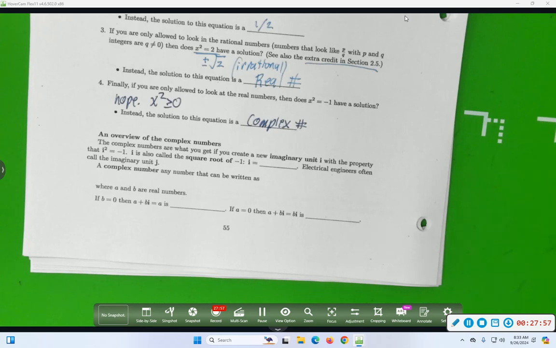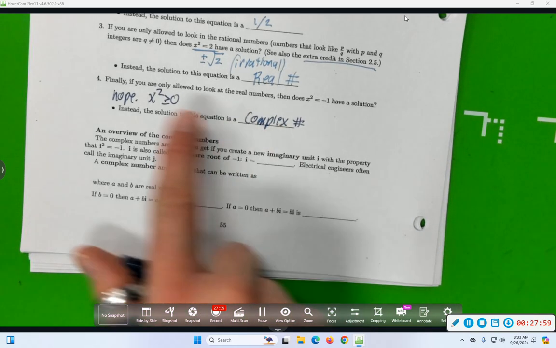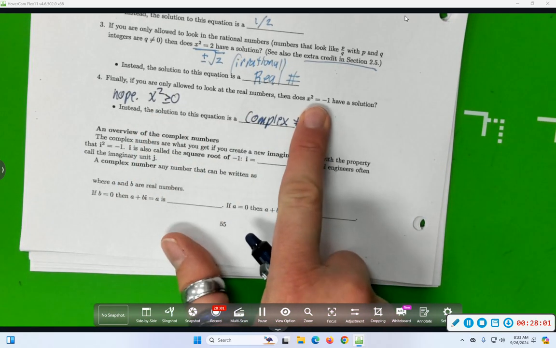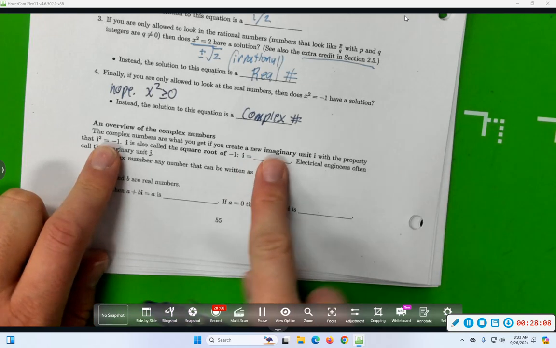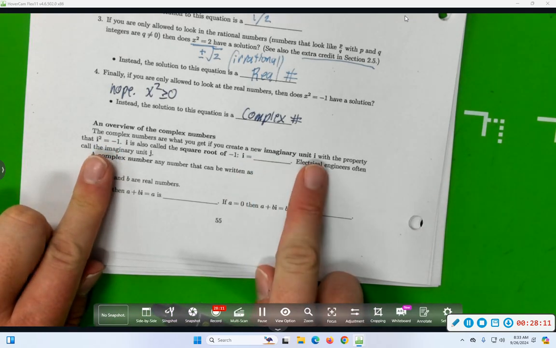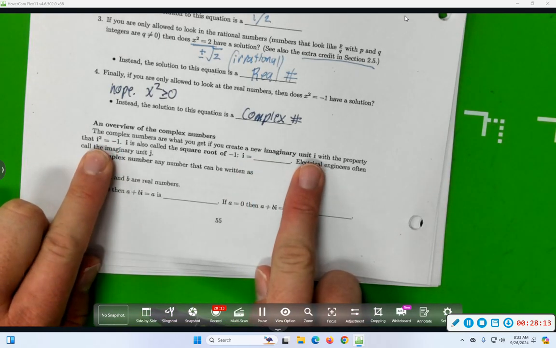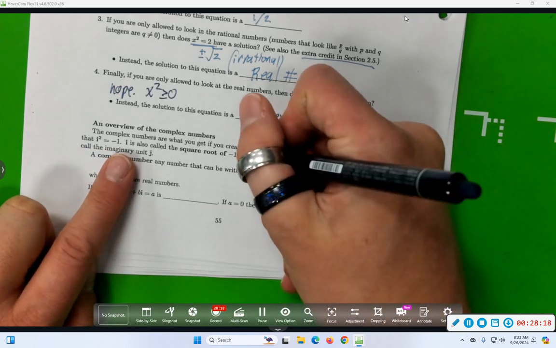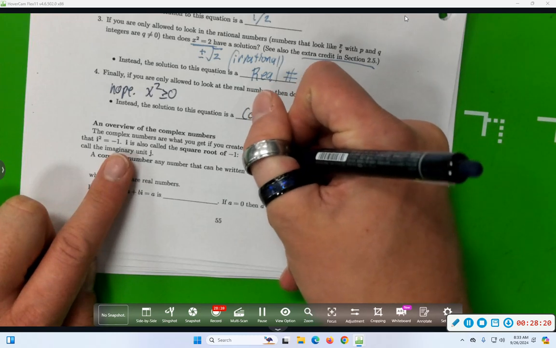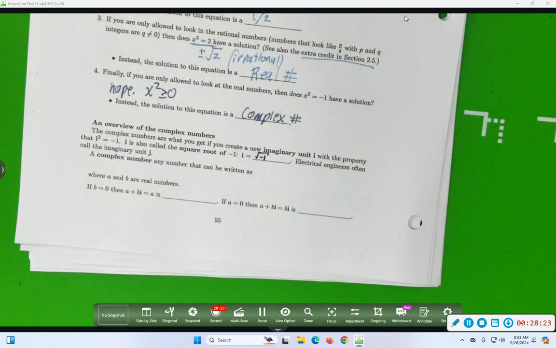No. So, overview of complex numbers. We want to be able to solve x squared equals minus 1. So I'm just going to conjure up out of nowhere a solution to that equation and give it a name. The complex numbers you get if you conjure up a new imaginary unit i, or j, with the property that its square is negative 1. This thing is also called the square root of negative 1, and I'll sometimes write i equals square root of negative 1. So I'm just inventing a new concept that I'm calling a number. It's not a real number, it's something else. So I'm calling it imaginary, called i.